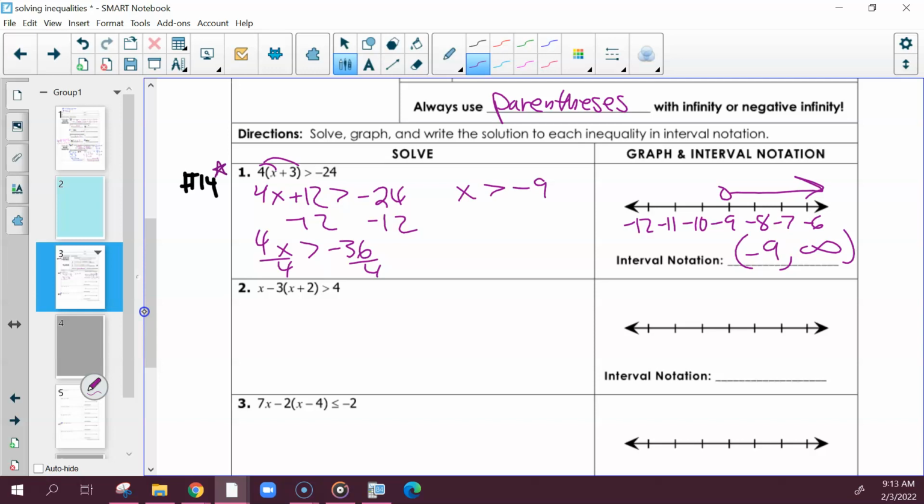If it goes to the right, it'll be in that format. If it goes to the left, it would be negative infinity first, and then whatever number. If it's included or the circle is closed, then you're going to have a square bracket just at the number, but not at infinity.